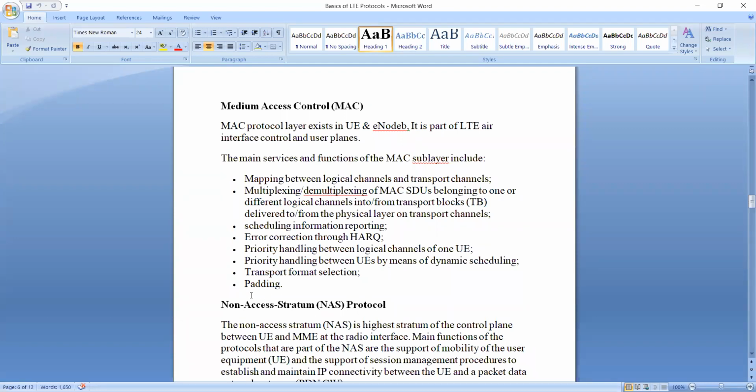It is responsible for padding. Padding means whenever there is a downlink or uplink data flow, at the end of the transmission, if the TB size, like we follow some mechanism in order to transmit data in uplink or downlink through eNode B, if the data size is less, it will add some padding at the end of the subframe. How the subframes are, I will show you.